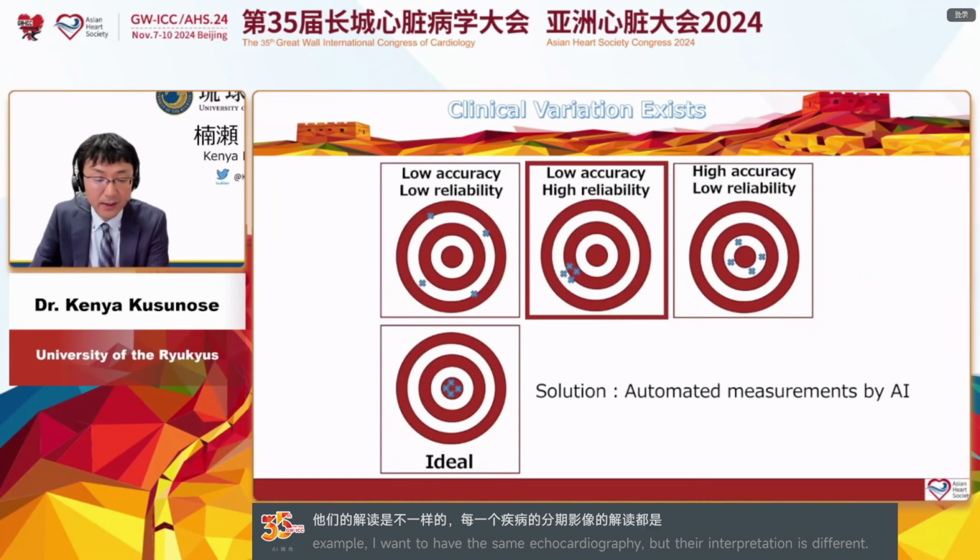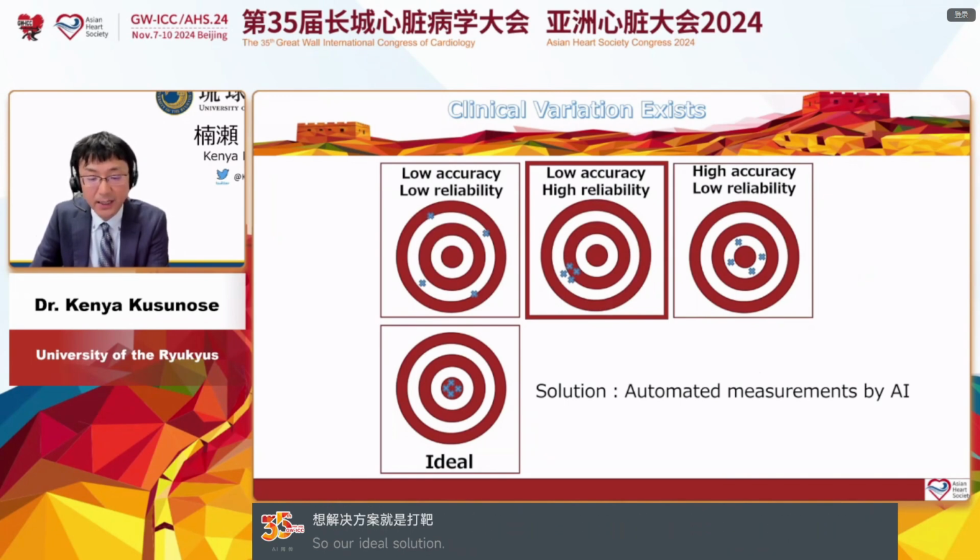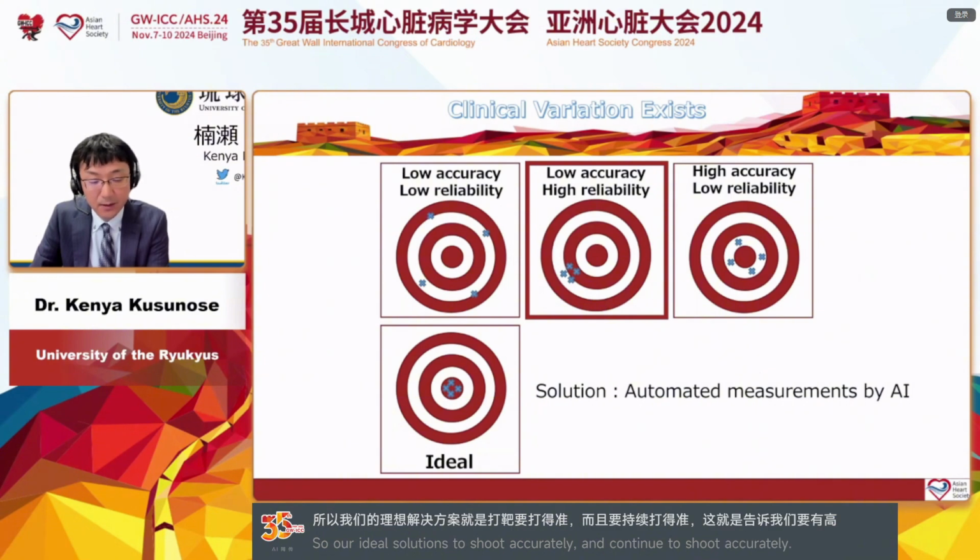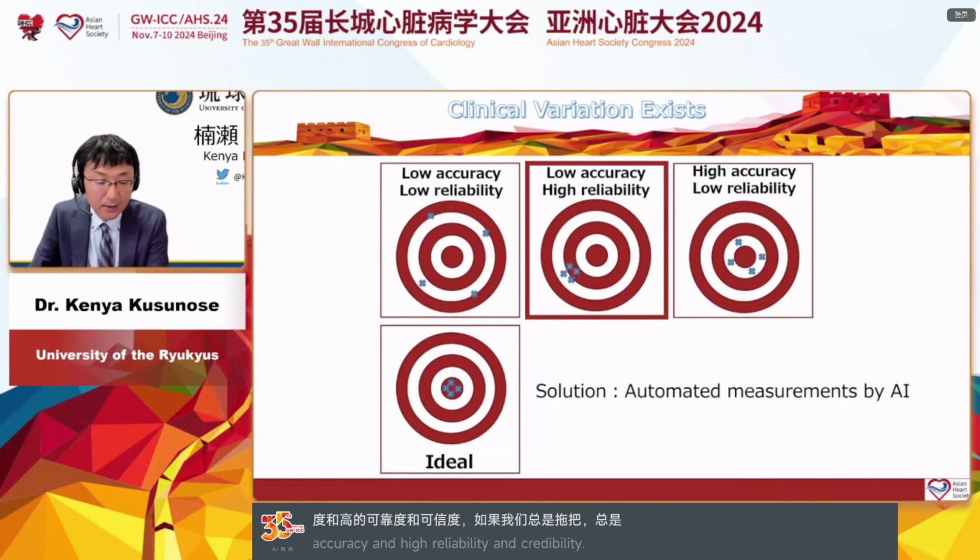Reliability and accuracy are separate aspects of echocardiographic measurements. Shooting at a target is an example to clarify the definition of reliability and accuracy. This figure shows the combinations of reliability and accuracy. For example, if you always miss a target in the same way, you are consistent but not right. To overcome this issue, AI may be useful.